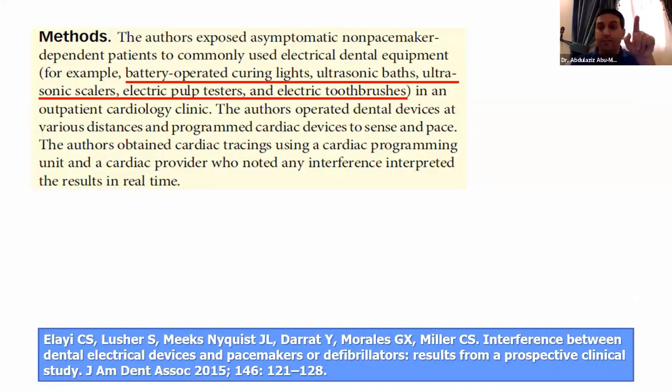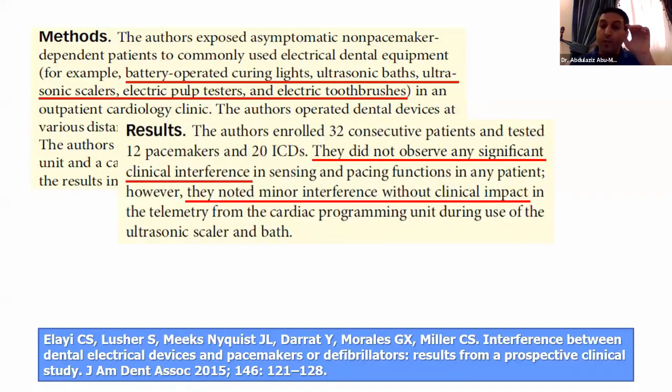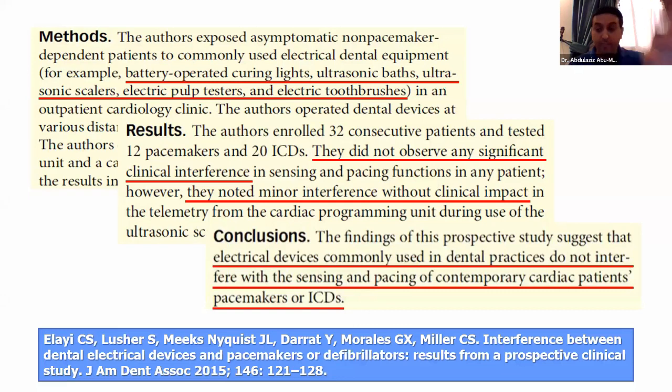That's an in vivo study, where they used battery-operated curing lights, ultrasonic bath, ultrasonic scalers, electric pulse test, and electronic toothbrush. Now, with the result of this study, they didn't observe any significant clinical interference. There is interference, but it's not affecting the function of the device.